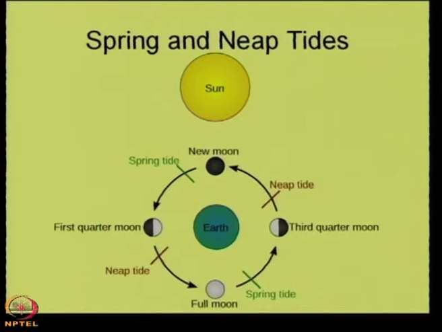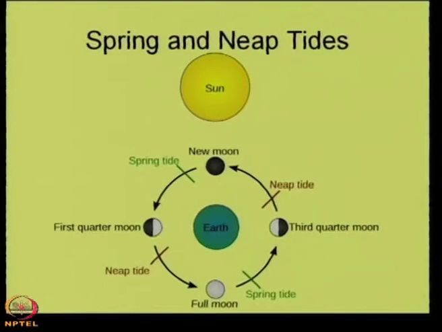Okay. So, when the sun, the moon and the earth are aligned, that can happen either at new moon or at full moon. The sun and the moon are aligned, so the tidal forces of the moon and the sun are aligned also, and you have a spring tide. It is like a spring, it springs forth the tide. Okay, you have quite a high tide.